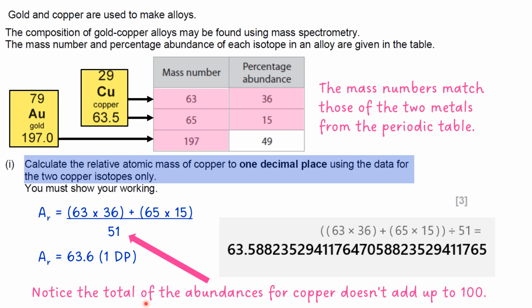So that's a screenshot from my calculator, and you can see that by applying the one decimal place processing, it takes this number and rounds it to 63.6.